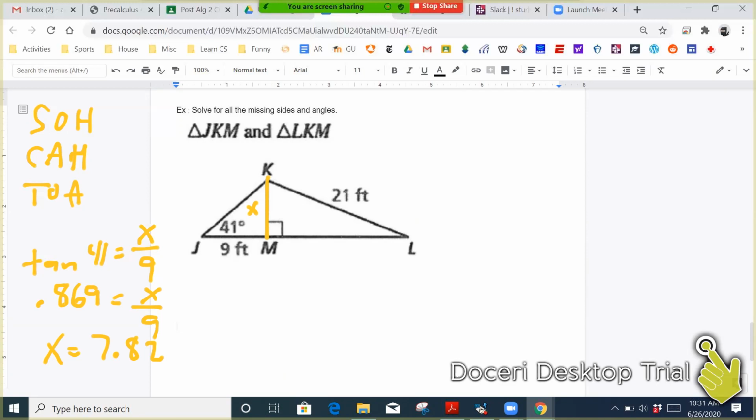This angle here, the angle that I highlighted in orange, is going to be 49 degrees. That's because the three angles of a triangle have to add up to 180.